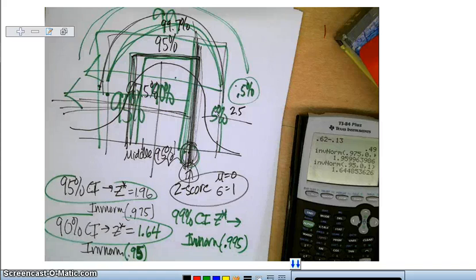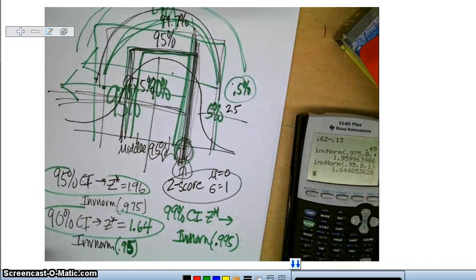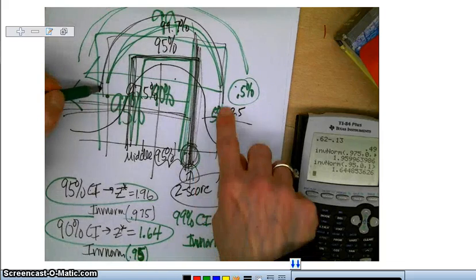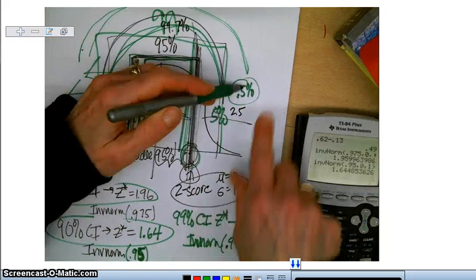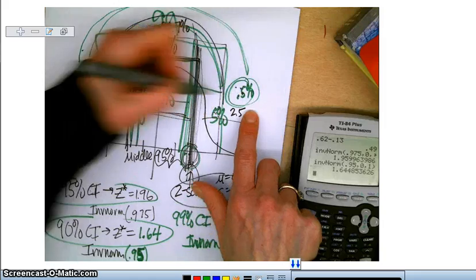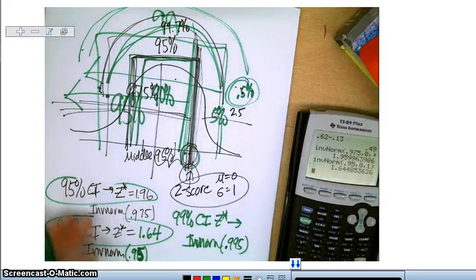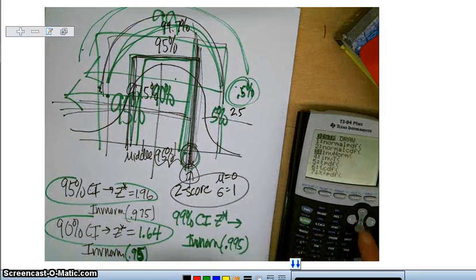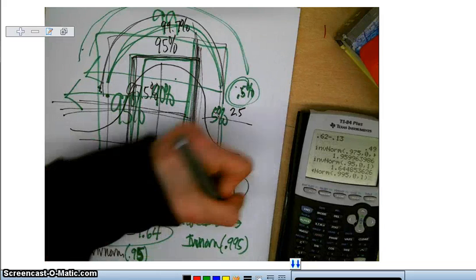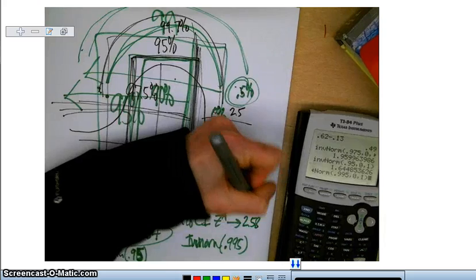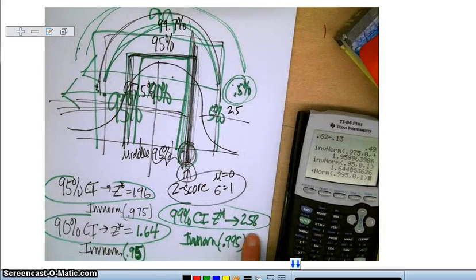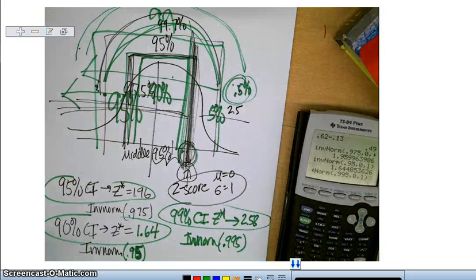Again, once you calculate these, all you have to do is memorize them. Because if you want 99% in the middle, you have 1% to split up. That's a half a percent up here. So then below 99.5%, so inverse norm is 2.58. So in other words, for a 99% confidence interval, you're allowed to go about 2.6 standard deviations away.